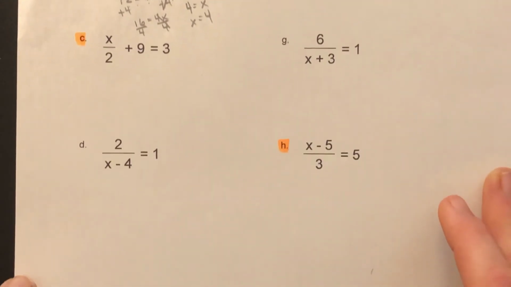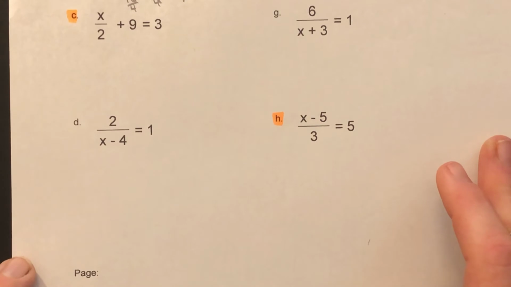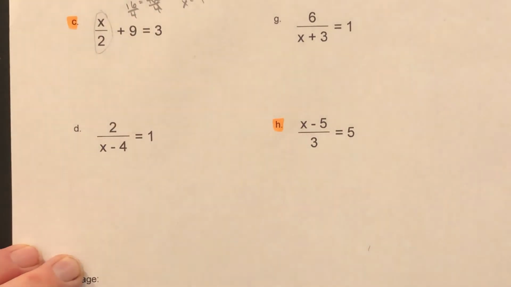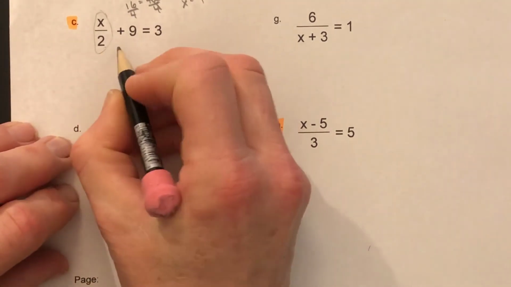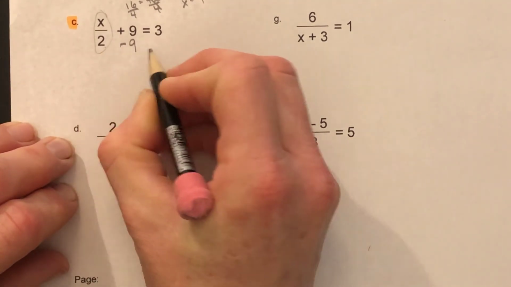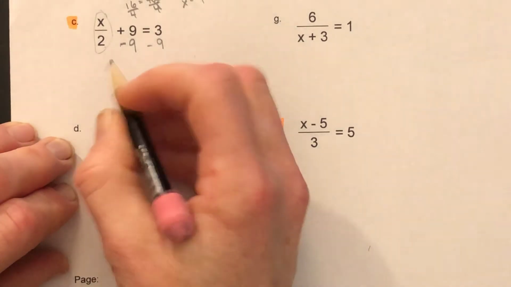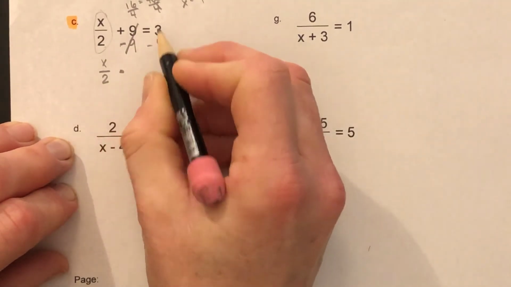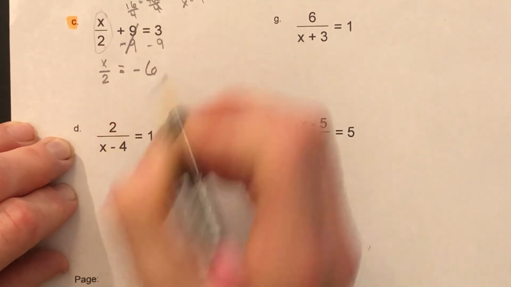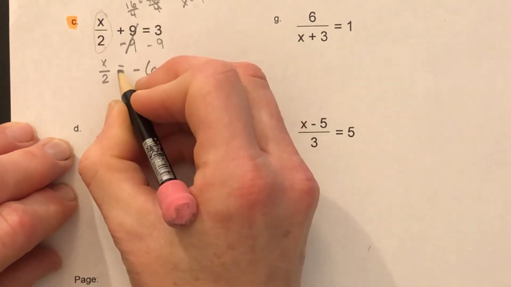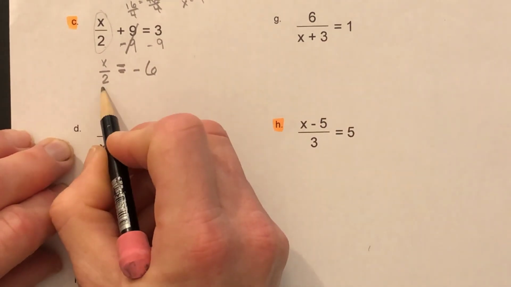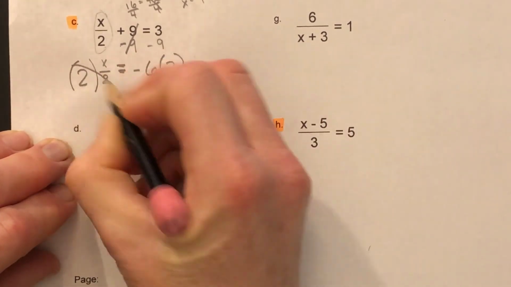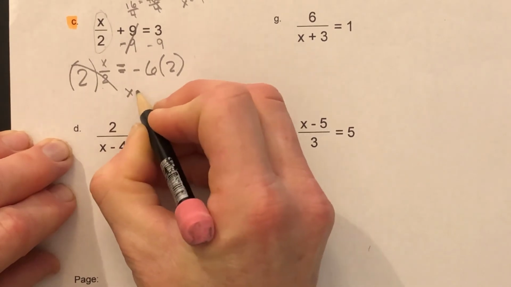Down to C and H. This is my variable term, so I'm going to isolate it by subtracting 9 from both sides. I end up with x divided by 2 equals -6. The opposite of divide by 2 is times 2, so I will multiply both sides by 2. That gives me x equals -12.